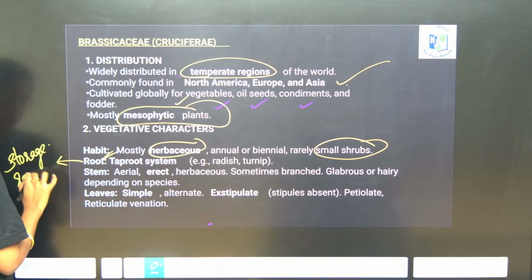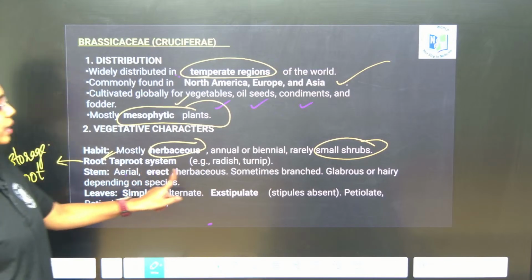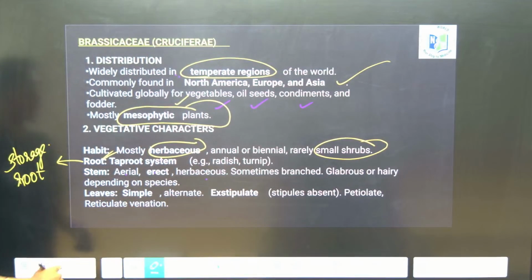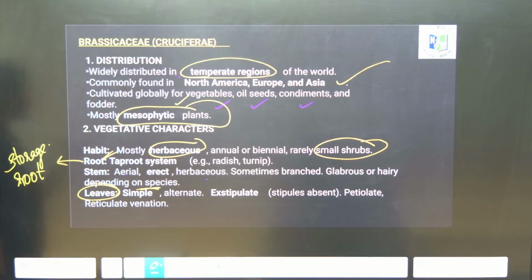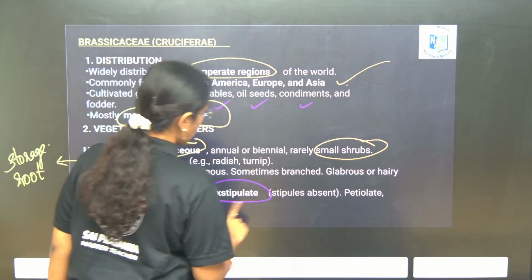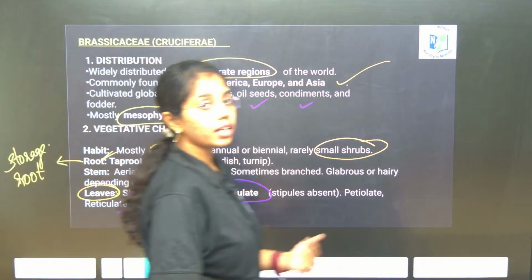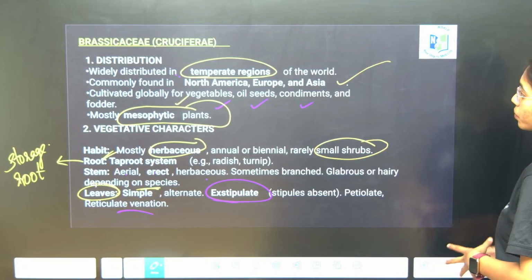Fine. Next, stem, aerial, erect, herbaceous. Sometimes it is branched, glabrous or hairy, depends on the species. Leaves, simple, alternate, exstipulate condition again, where stipules are absent. Petiolate, and this shows reticulate venation because most of them are dicots.